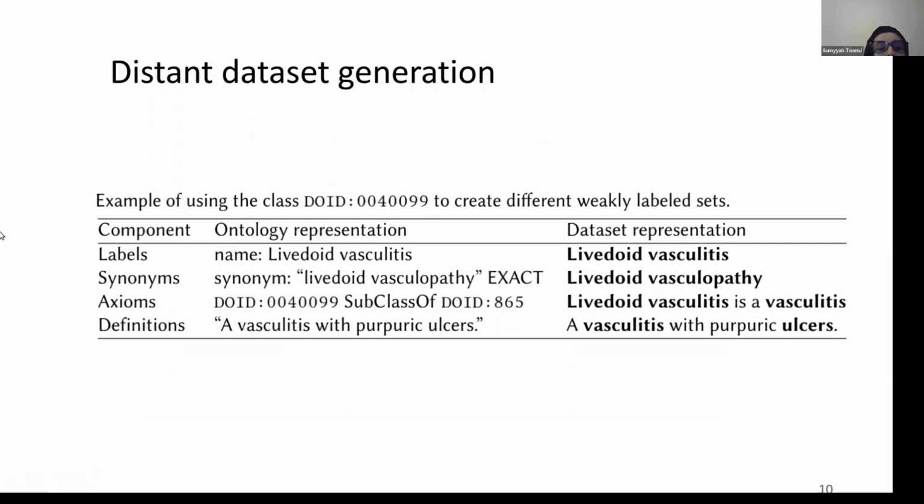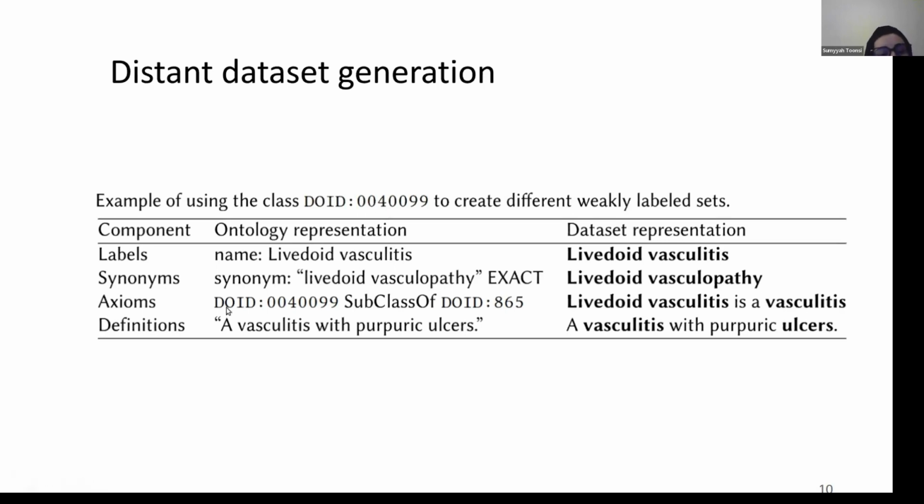So here's an example of how we generate this distant data set. Let's say now we're looking at this class of interest with the following disease ontology ID. And if you actually look it up, the name of that class is livedoid vasculitis. And basically how we would represent it in the data set is that we would label the whole thing as a positive. So if you see it in bold, it means it's labeled as a positive. And then we go with the synonym, of course, we just extract the vasculopathy. And then, of course, again, the whole thing is a positive.